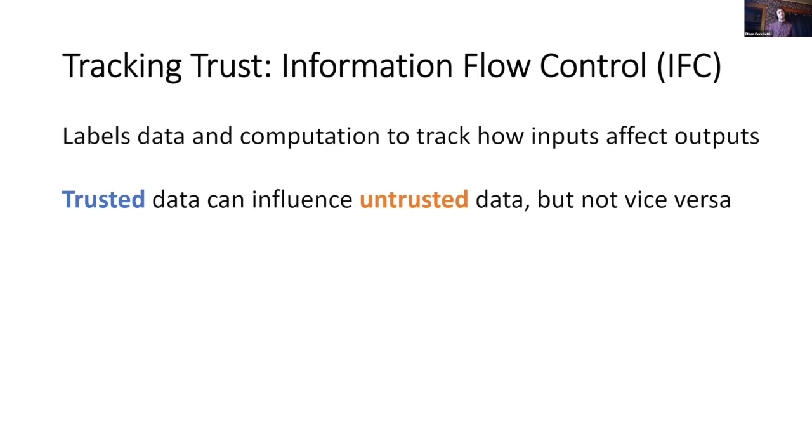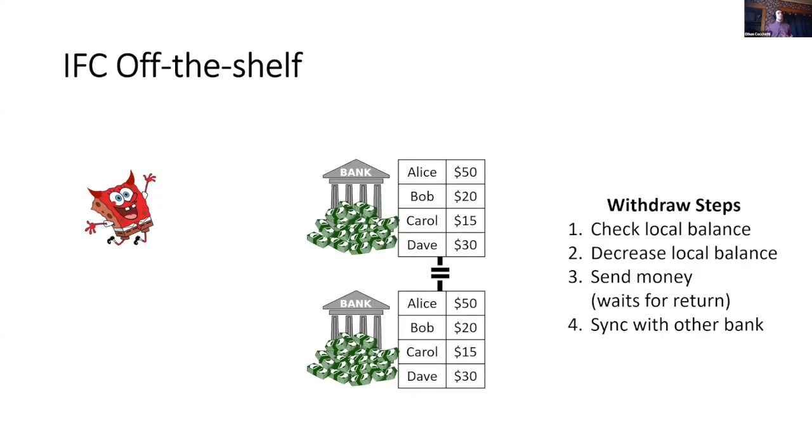And one of the really nice things about information flow control is that we can check it with a type system. Checking it with a type system gets us a few nice properties. It tends to be very efficient. We can do it entirely statically, and it's completely compositional. So that's really nice. So let's see how we would apply just standard off-the-shelf IFC to this bank example.